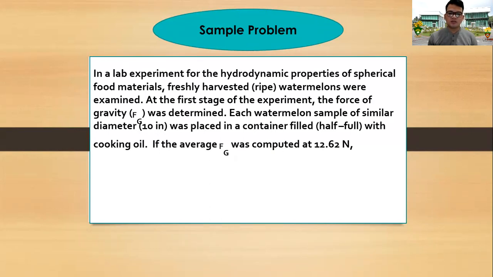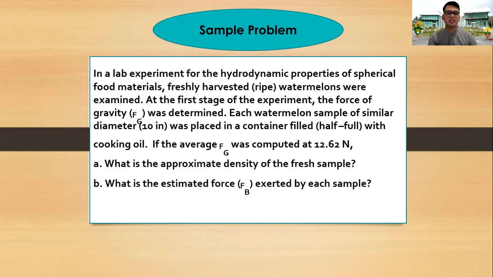The watermelons were placed in a container half full, okay? The container was filled halfway with cooking oil. I mean, cooking oil, not water, okay? For example, there is a container half filled with oil, and then the watermelons are placed in it. If the average Fg was computed at 12.62 newtons, what is the approximate density of the fresh samples of watermelons? What is the estimated force Fb exerted by each sample?